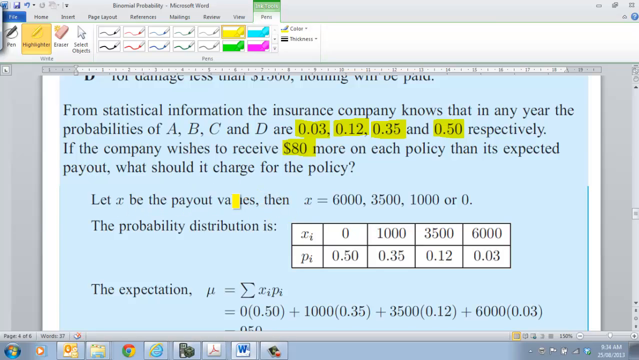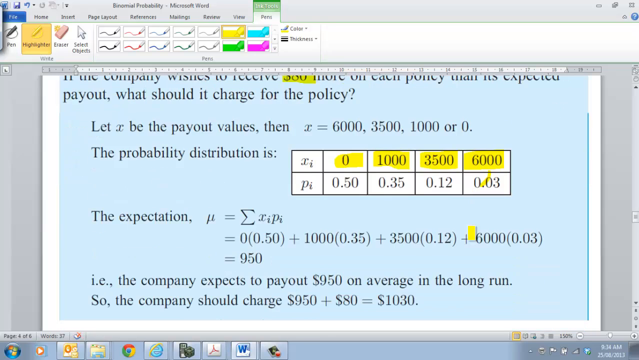So X is the payout value, and this is going to be our distribution. We're going to have a payout of $1,000, a payout of $3,500, and a payout of $6,000. 50% of the time there's no payout. 35% of the time you're going to be paying $1,000, 12% of the time you're going to be paying $3,500, and 3% of the time you're going to be paying the $6,000. So if we want to work out our mean for that, we just use our distribution mean.